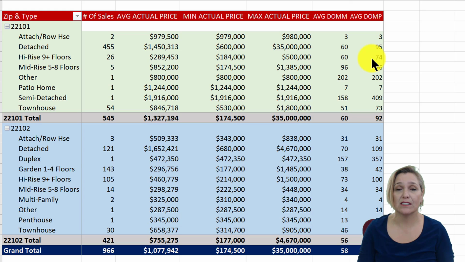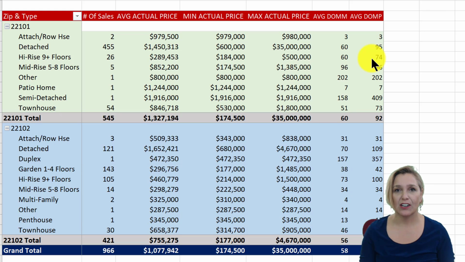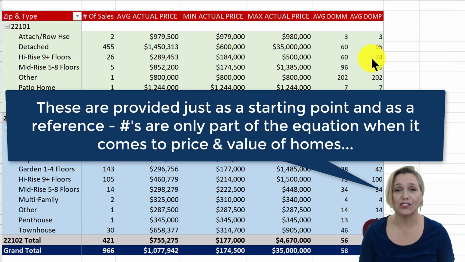Now, in order for the days on the market for property to reset to zero, it has to be off the market for 90 days. So this gives us a good gauge of understanding how long a property may be on the market. And sometimes, obviously, these are just numbers. This is just one side of the equation. There's a lot more that goes into this, but it's a good starting point to take a look at this.